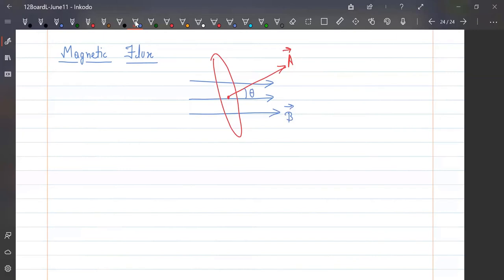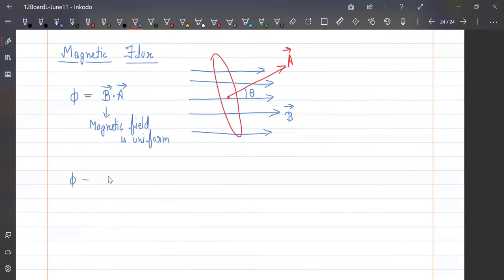So the magnetic flux passing through this region, that would be flux is equal to B dot A. And this formula is applicable only when magnetic field is uniform. Otherwise, when magnetic field is not uniform, we have the formula where we integrate, that is B dot dA. This is the general formula. Varying magnetic field, we are not going to talk about in this chapter. Varying magnetic field, we'll be talking about in the next chapter, that is electromagnetism. So this is the magnetic flux.